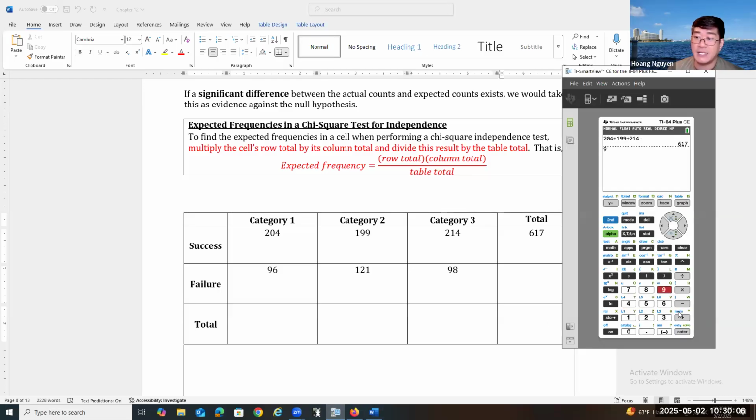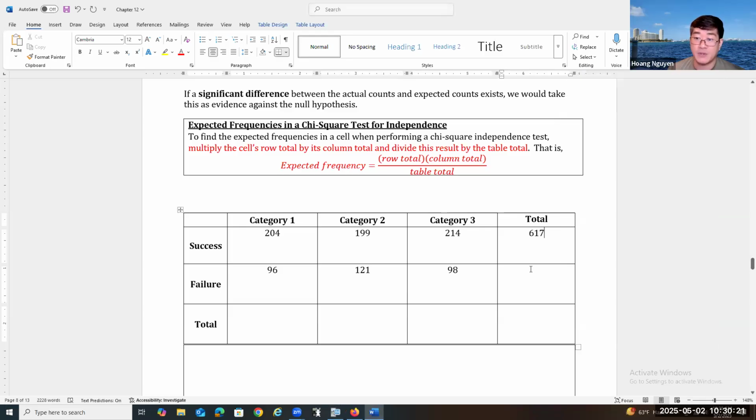Now, similar idea, 96 plus 121 plus 89 to get the total for the second row. That's going to be 315. So that's going to be the row total, right? The total for the first row and the total for the second row.